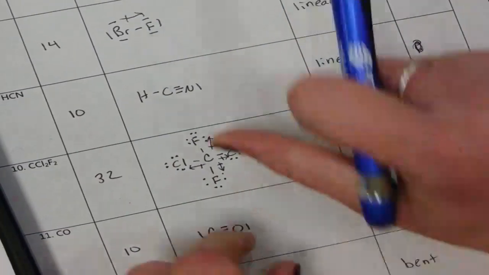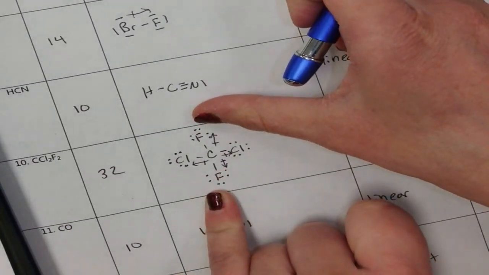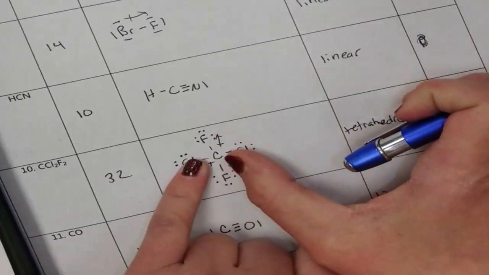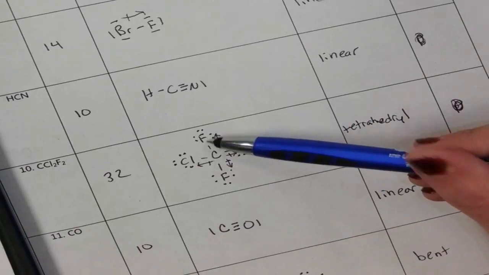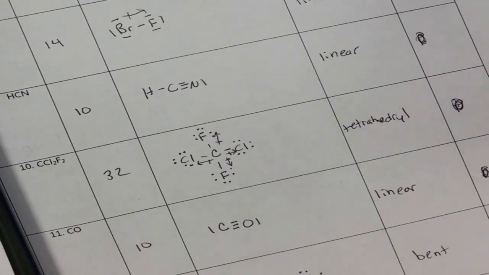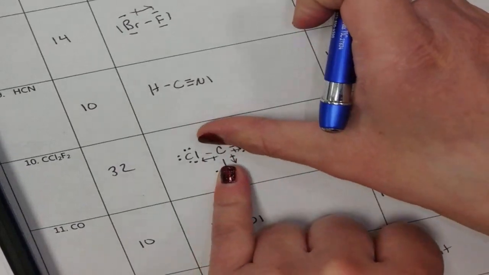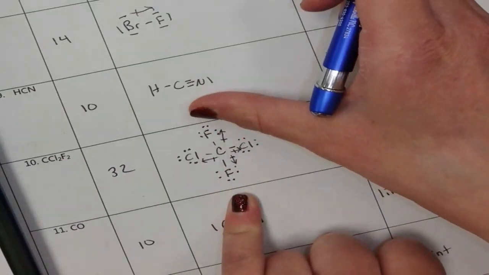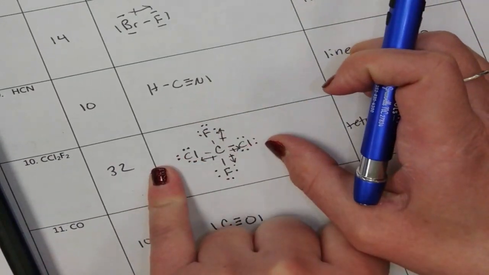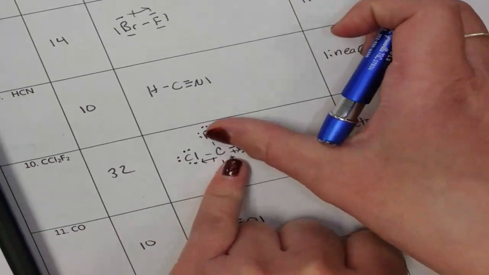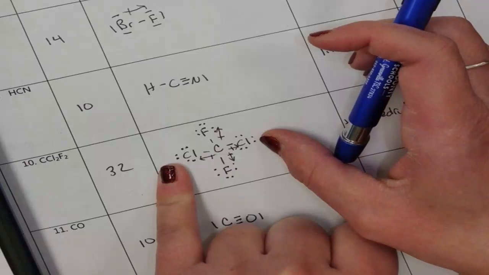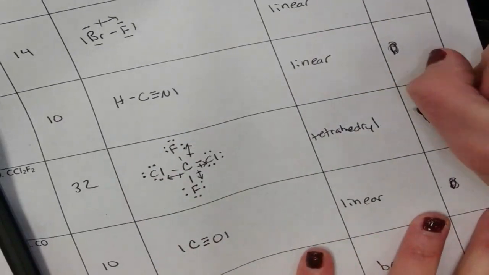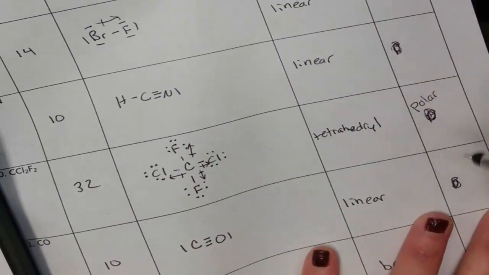Now, fluorine is pulling equally top and bottom. Chlorine is pulling equally left to right. However, fluorine and chlorine have different electronegative values. Fluorine is pulling more up and down than chlorine is pulling left to right. Because there's a difference between the up and down and the left to right, overall, this molecule is polar.